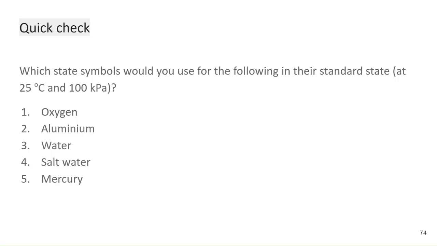So we have a solution with water as our solvent. So we put that as aqueous. And then mercury, it is a liquid at room temperature. Yes, it is a metal, but it has a really low melting point, all right? So it is a liquid at room temperature, so it would be L.